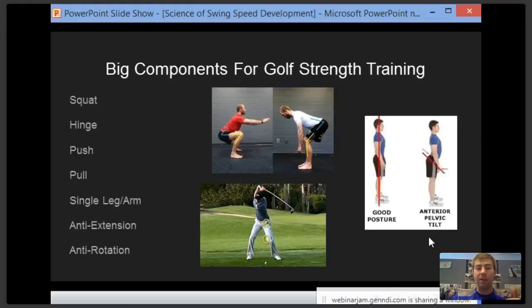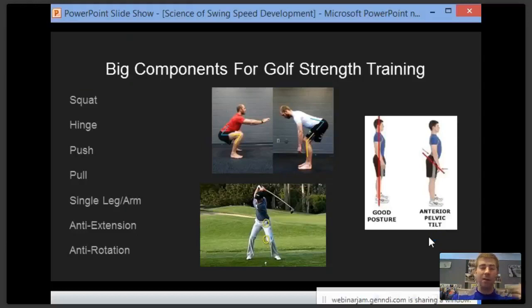So anti-extension, if you look at the picture, the two boys in the blue shirts, you can see the one with good posture, as it's termed, how he's in a neutral position. If we look at the one in the anterior pelvic tilt, that's where he's arched his back. That's called lumbar extension.